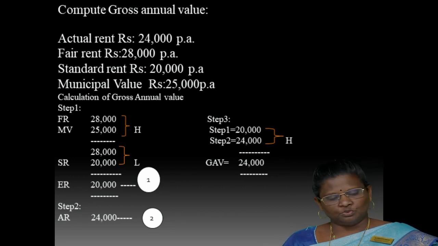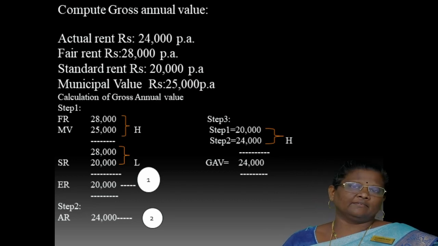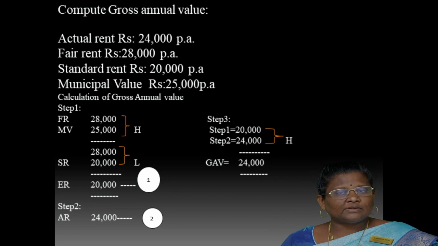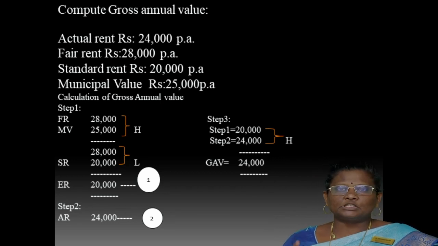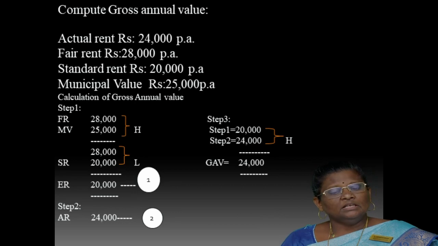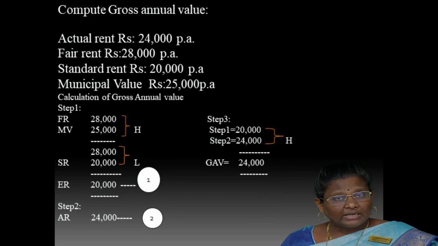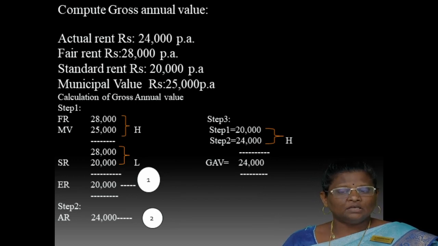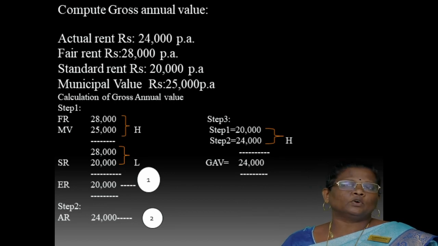Coming to step number 2. What is our actual rent? Rupees 24,000. Here there is no unrealized rent and no vacancy allowance. So we take rupees 24,000 as step number 2. Coming to step number 3. Step number 1 is rupees 20,000. The amount calculated in step number 2 is 24,000. Whichever is higher. So 20,000 and 24,000 are compared. Whichever is higher means rupees 24,000. That is the gross annual value of the house property.